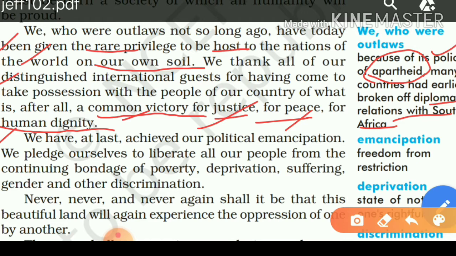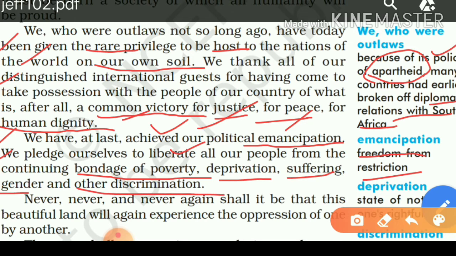Fine. Now it says we have at last achieved our political emancipation. Emancipation is freedom from restriction. So he says that at last, now we have achieved our political freedom. We pledge ourselves to liberate all our people from the continuing bondage of poverty. He says that now on this day we pledge. What for? To liberate all our people from continuing bondage of poverty, deprivation, suffering, gender and other discrimination.